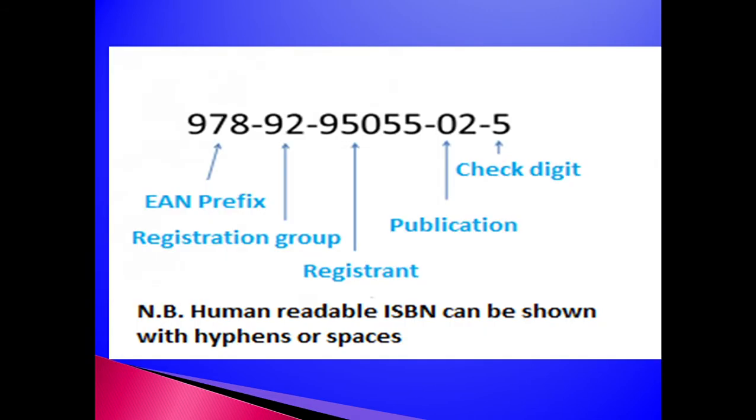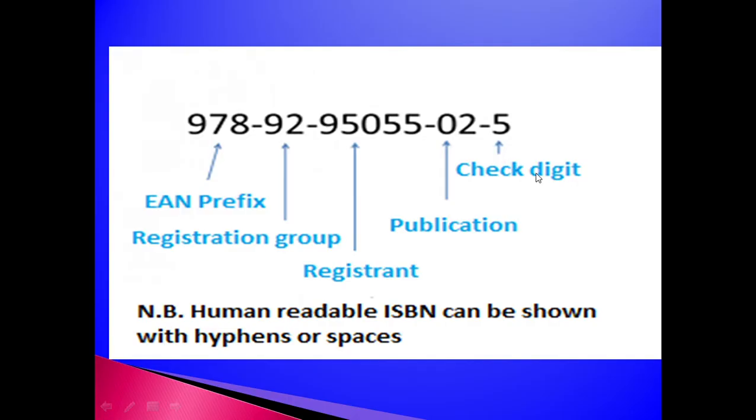So these are the things I told you. The 978 is called the prefix, and 92, the 2 digits, we call the registration group, and the 5 digits we call the registrant, and the next 2 digits are the publication, and the last one is the check digit. Clear, dears?